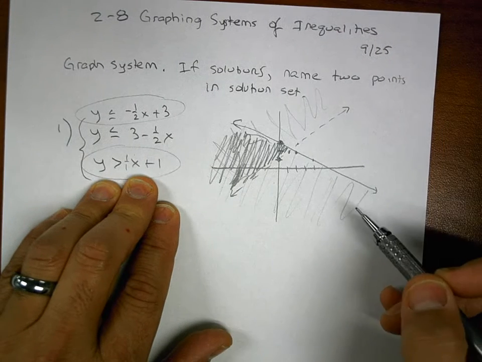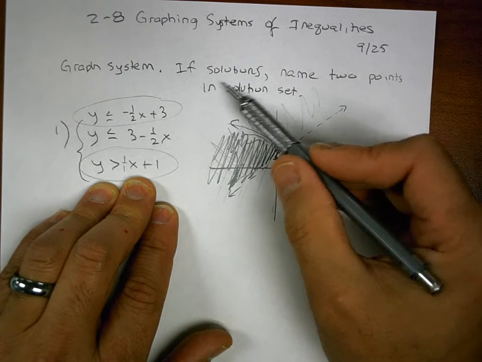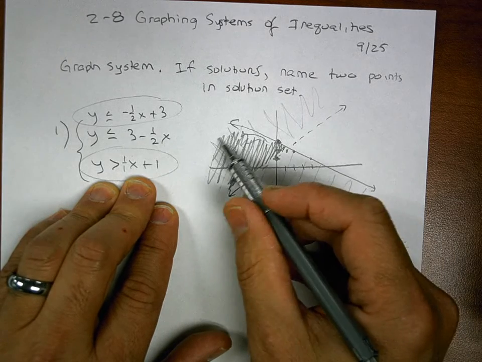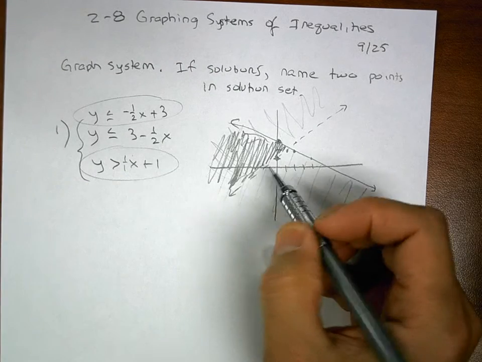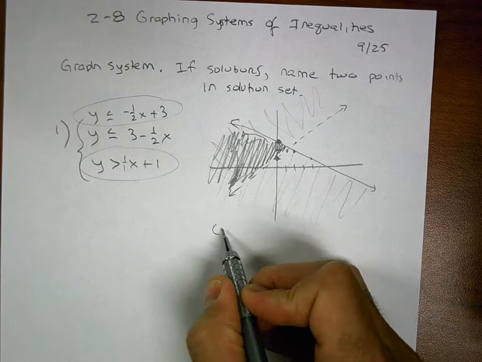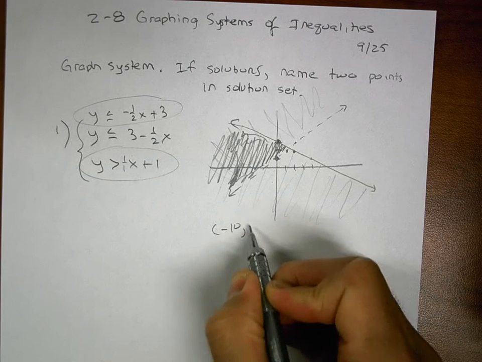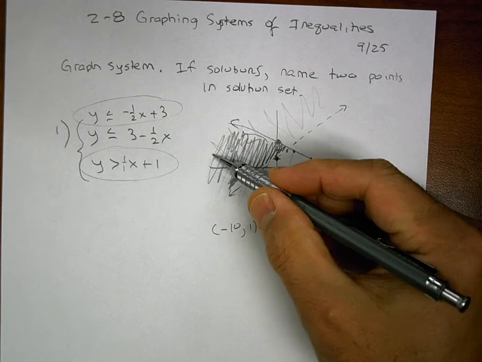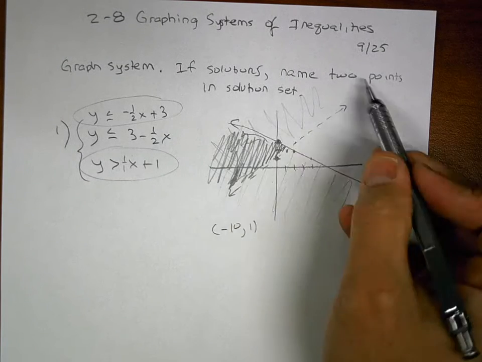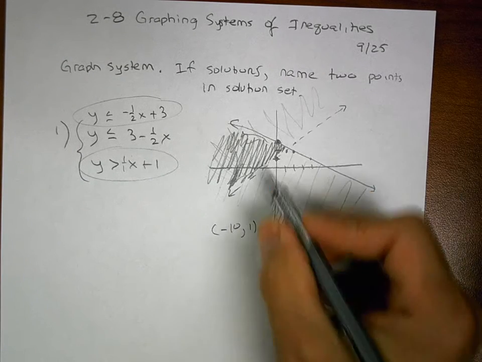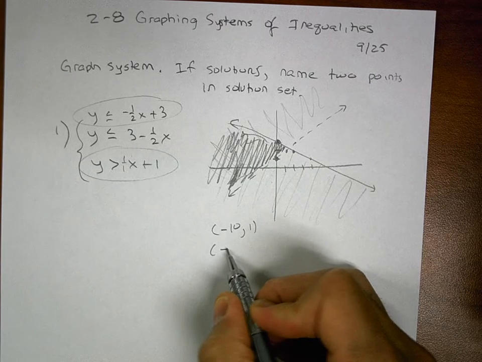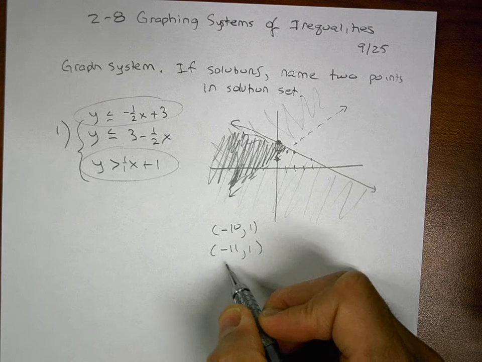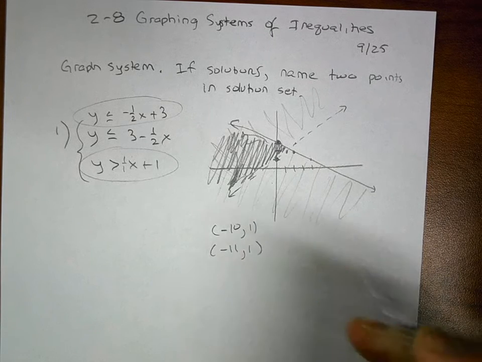So then it says, okay, if the solution is named 2 points in the solution set, there's an infinite number of points in there. So let's say negative 10, comma 1. I can guarantee that's in there, right? Clearly in there. What's another point? It says name 2 points. So what's another point in that? Negative 11, comma 1. Okay. Negative 10, comma 2 is there. So there's a bunch, right?